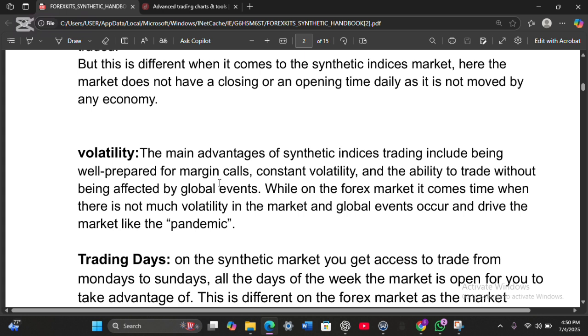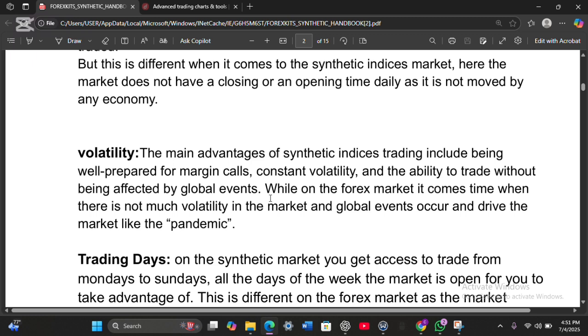And when I talk about volatility, I'm talking about the rate at which the markets move, right? So in the forex market, the volatility is dependent on the economy, what is going on in the economy.